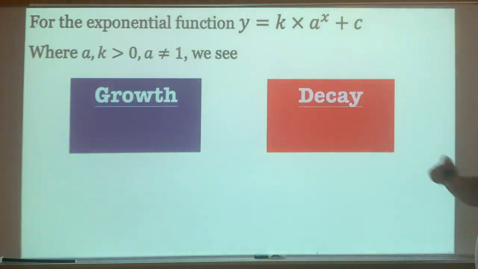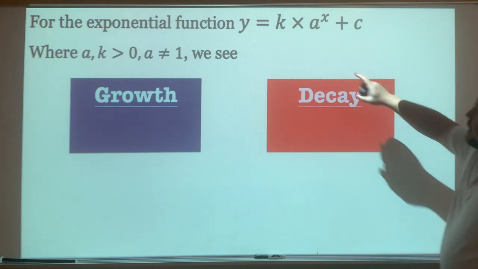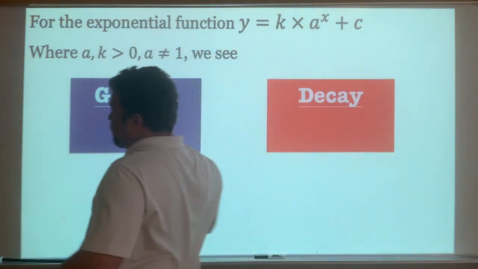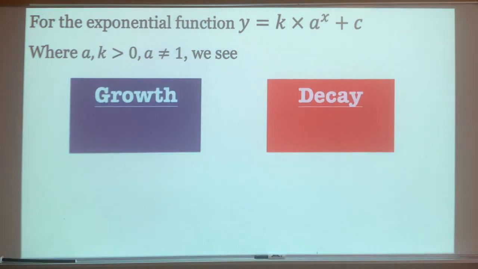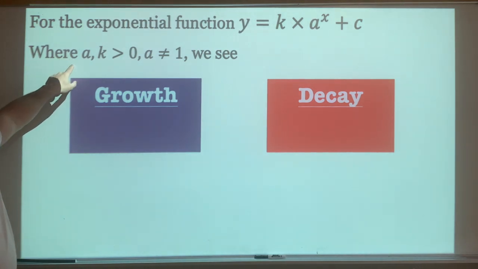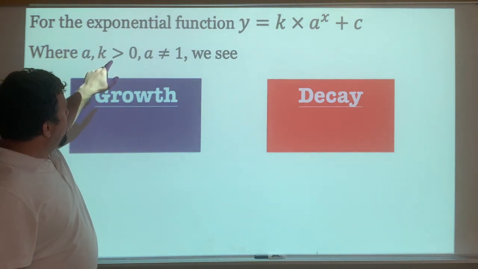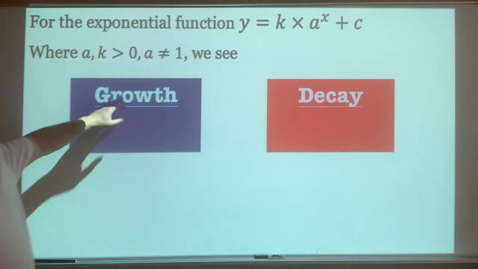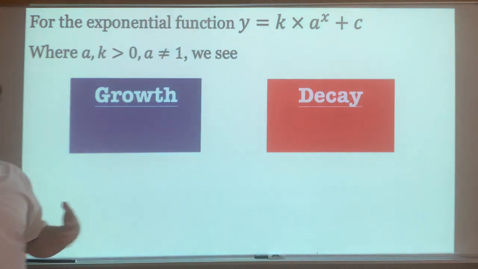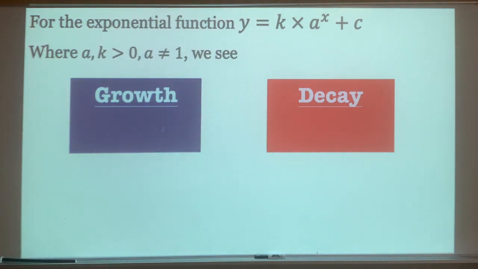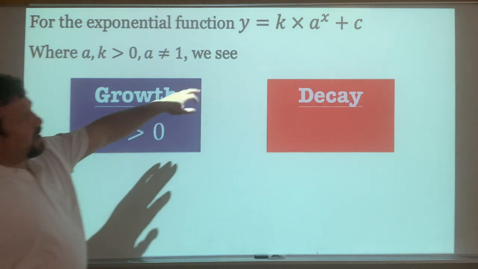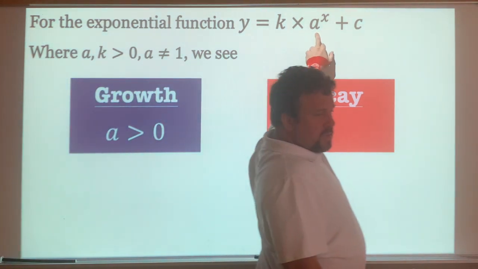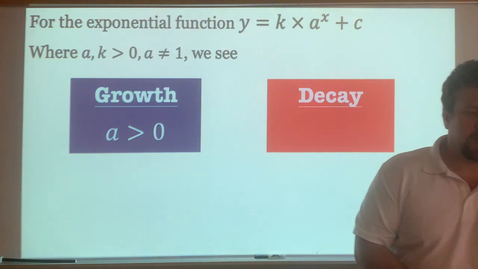So here's the deal. For exponential functions, y equals k times a to the x plus c, okay? Now, that's almost like a power function. You have a, and k is greater than zero, so it can't be negative. And a can't be one, because if a is one, it doesn't matter what x is, it will stay the same. For growth, a has to be greater than one. Okay, so anytime this number is greater than one, it's positive, it's growing.